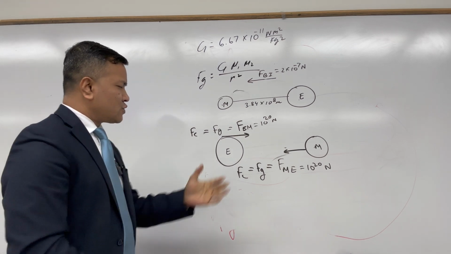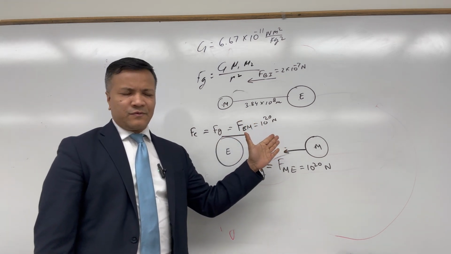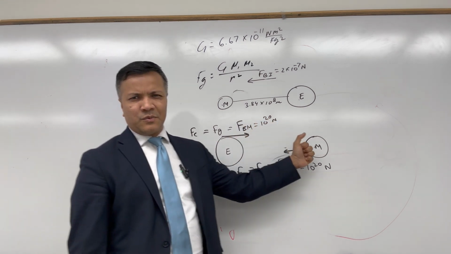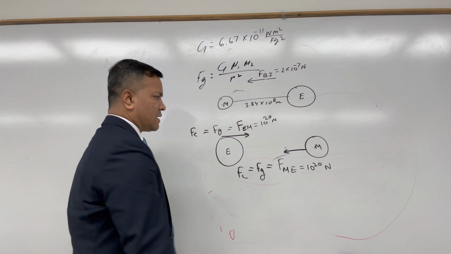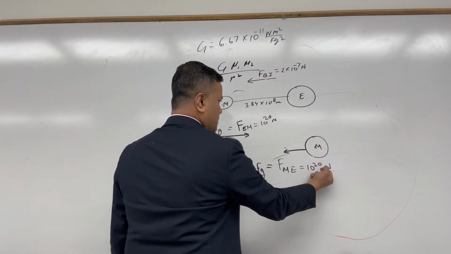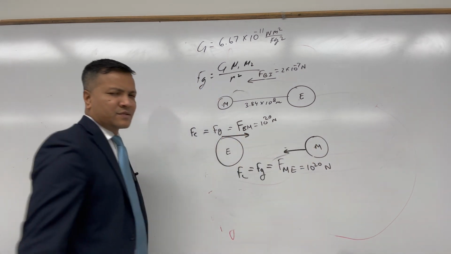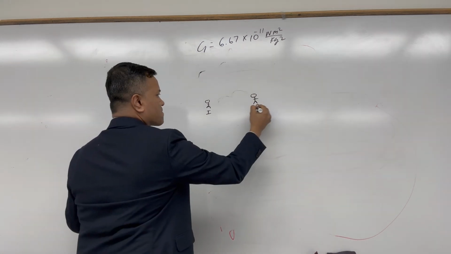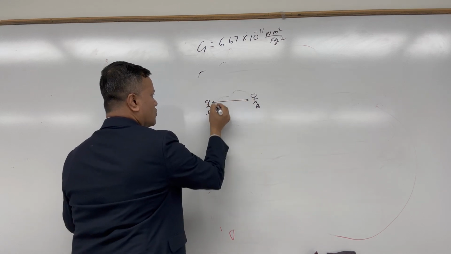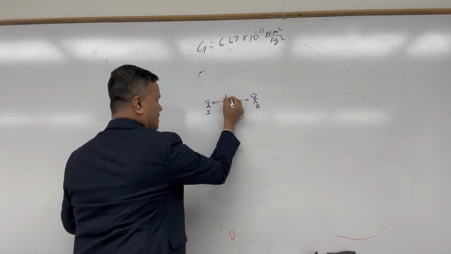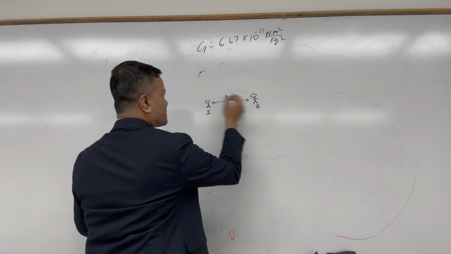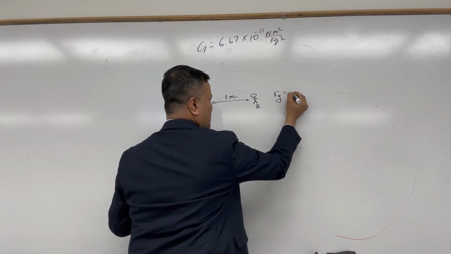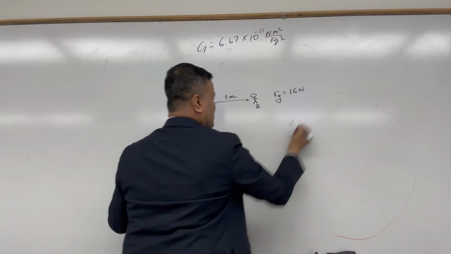Okay, so 10 raised to 20 Newton is the force on the Earth by the moon. And this one, 10 raised to 20, is the force on the moon by the Earth. Okay, one last thing. The distance between these two objects is 1 meter, and the force between these two objects is, let's say, 16 Newton.